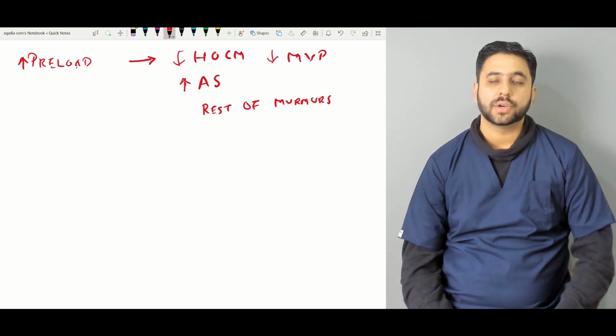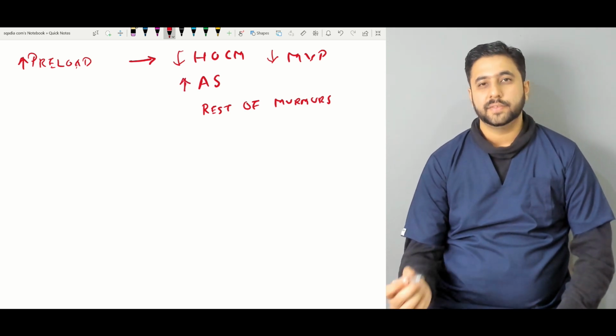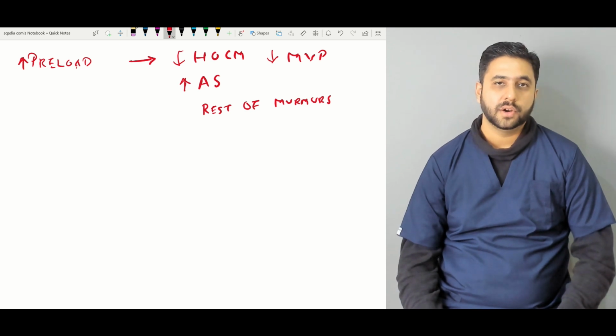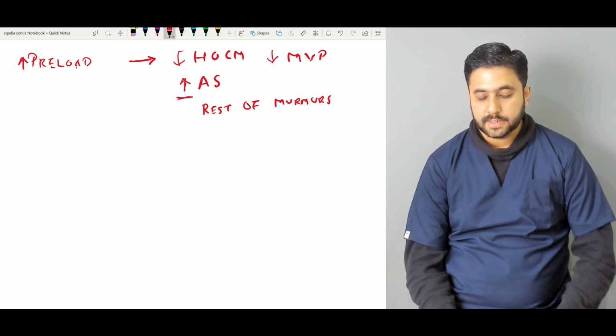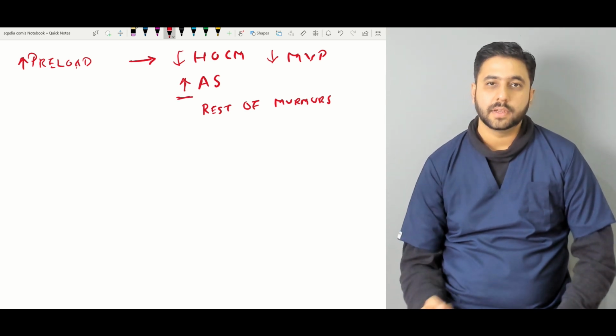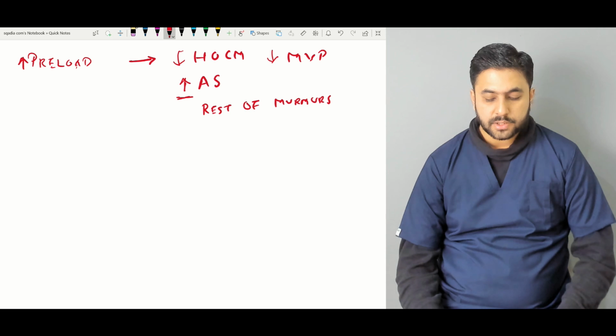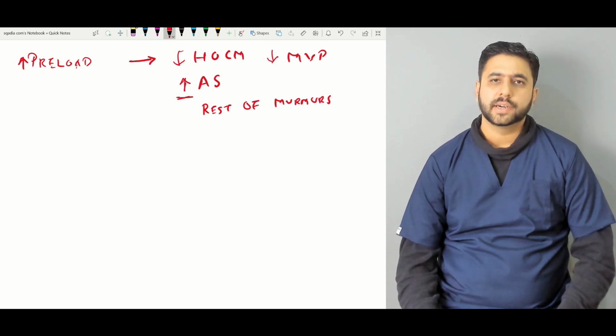This is an important point to understand, and it is different from when we were discussing the afterload. When the afterload was increasing, these murmurs were going in the same direction. But in this part, this is an important difference from the afterload pathology. The rest of the murmurs are altered according to their movement.